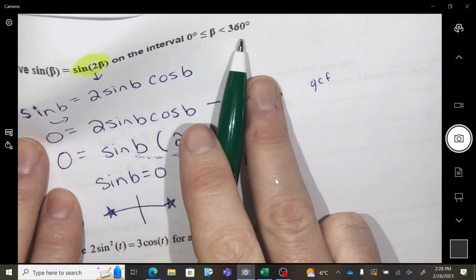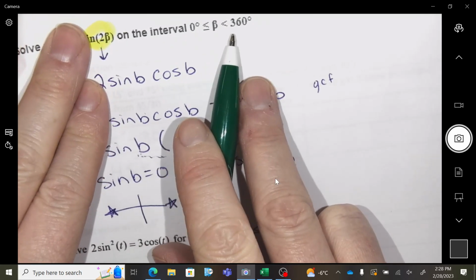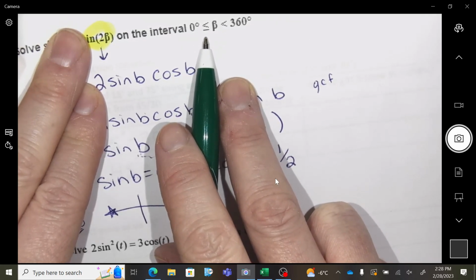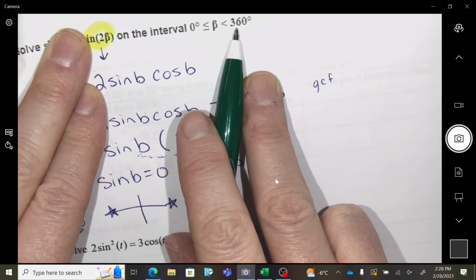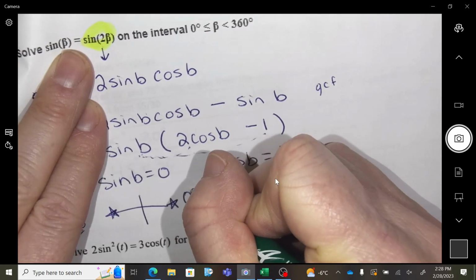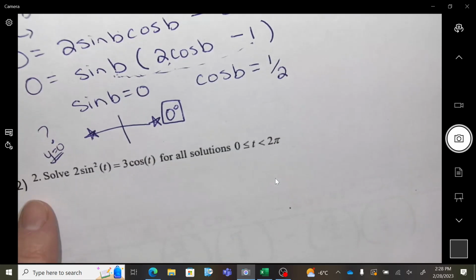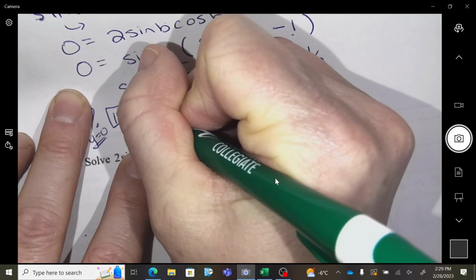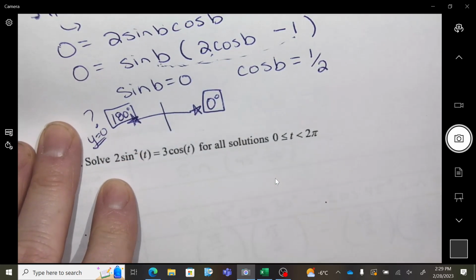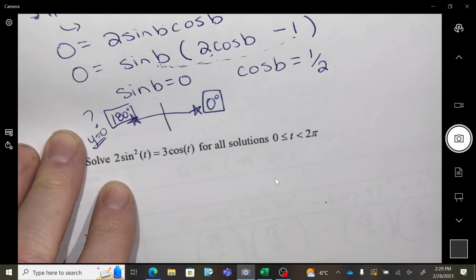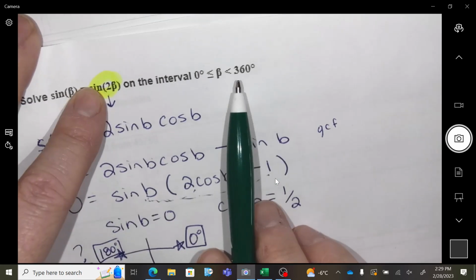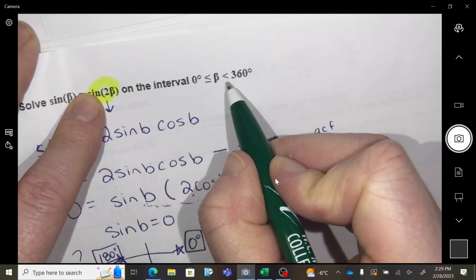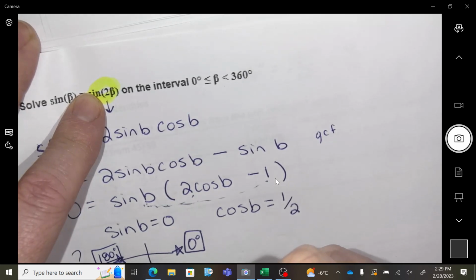Looking back here, first of all, I have to be in degrees. I have to be bigger than or equal to 0 degrees, and I have to be less than 360 degrees. So 0 degrees would be a solution. 180 would be a solution. What do you think about 360? No. It's tricky because it has to be less than 360. If I had an or-equal sign on the bottom of that, then you would write it as well, right?